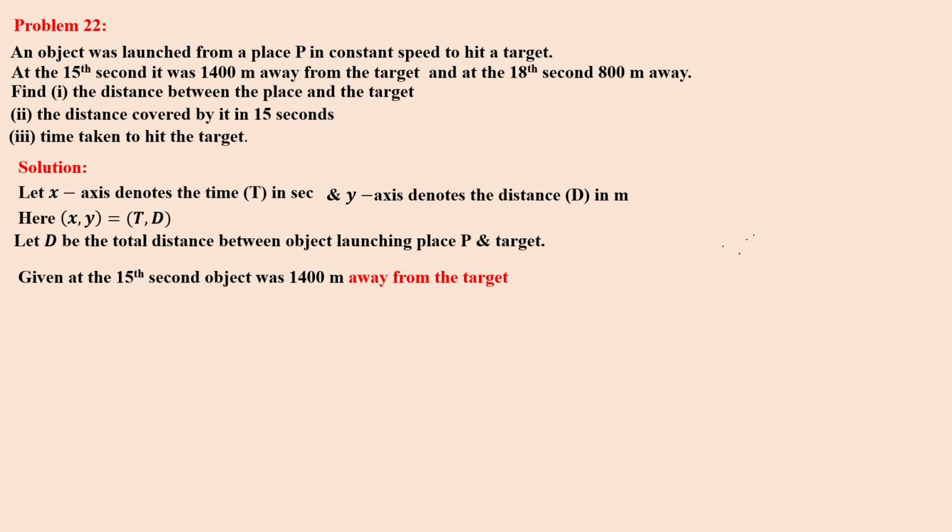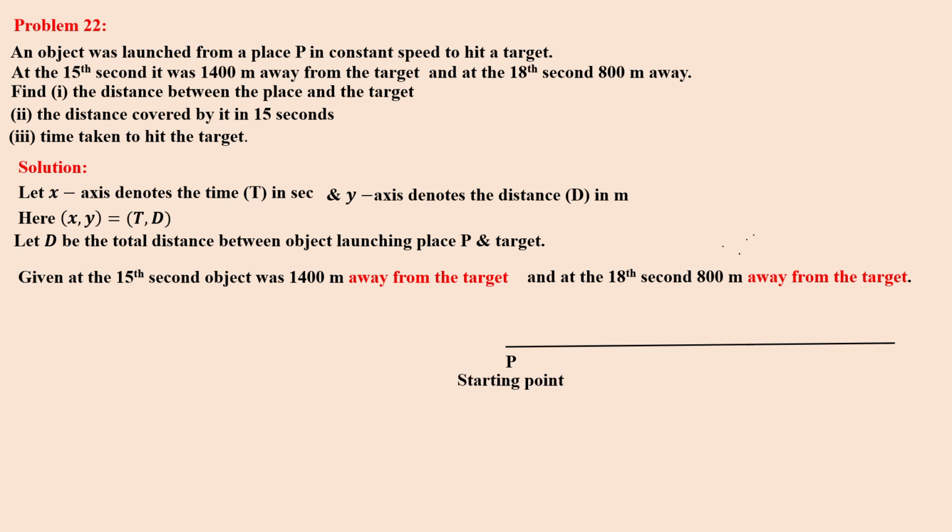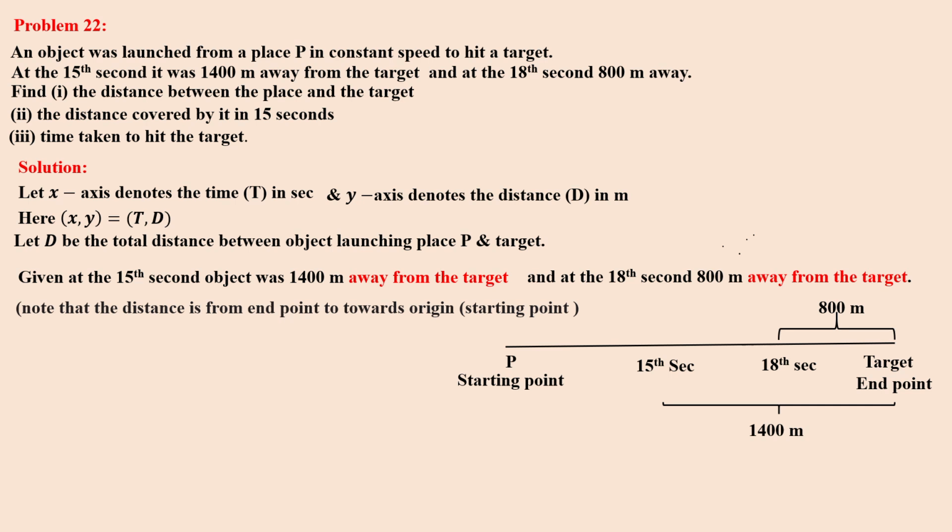Given that at the 15th second, the object was 1400 meters away from the target, not from the launching place, right? So it is given as the opposite distance. And at the 18th second, 800 meters away from the target. So P is the starting point and the target is the end point. At the 15th second, it is 1400 meters from the target, and at the 18th second, 800 meters from the end point. Now the distance is measured from the end point towards the origin, so the opposite direction, right?